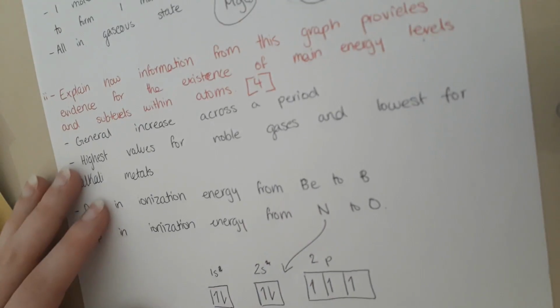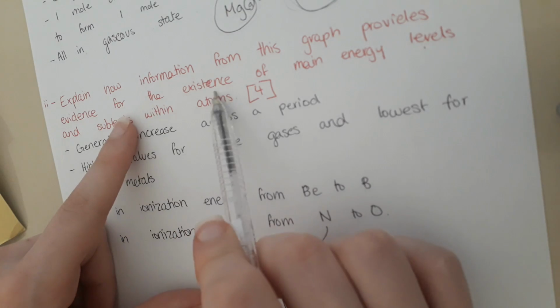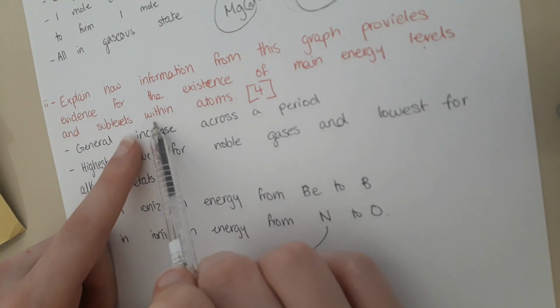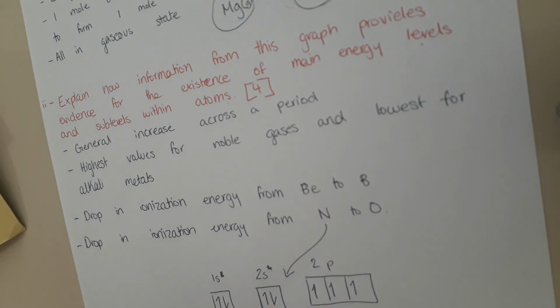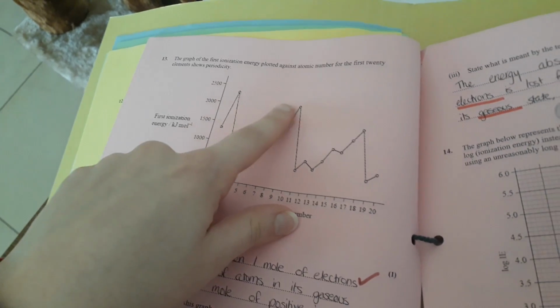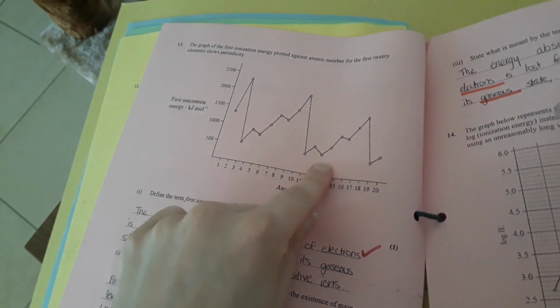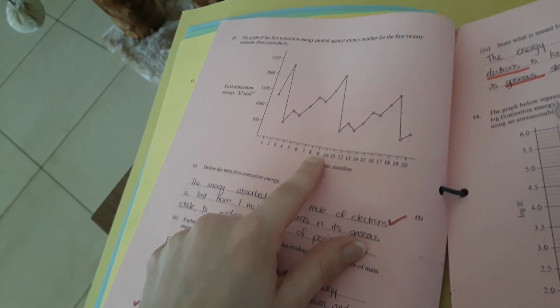Then for part 2, it says, explain how information from this graph provides evidence for the existence of main energy levels and sublevels within atoms. And this is 4 marks. So when we look back at the actual graph, we can see that there's a general increase across as you would go across the periodic table.